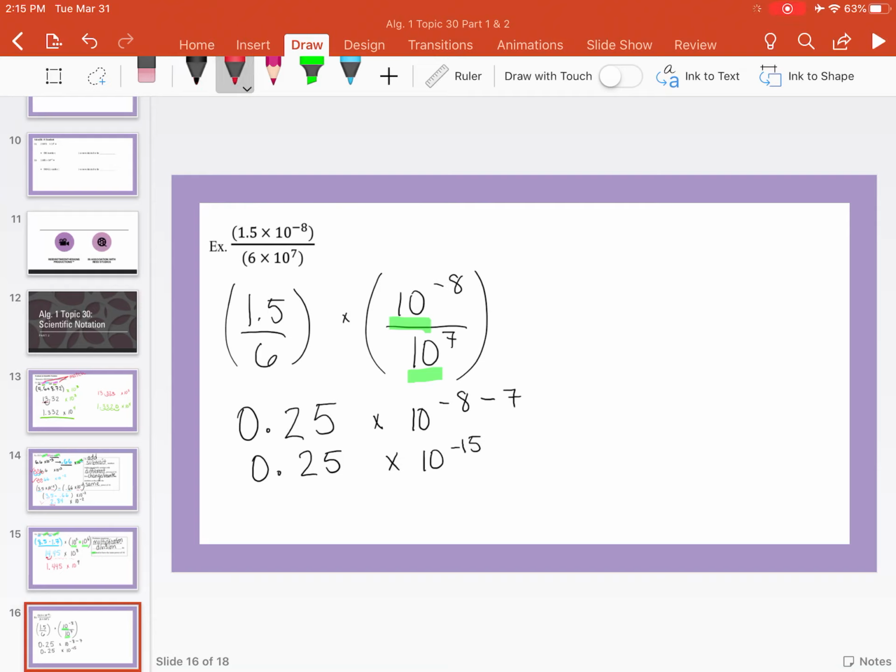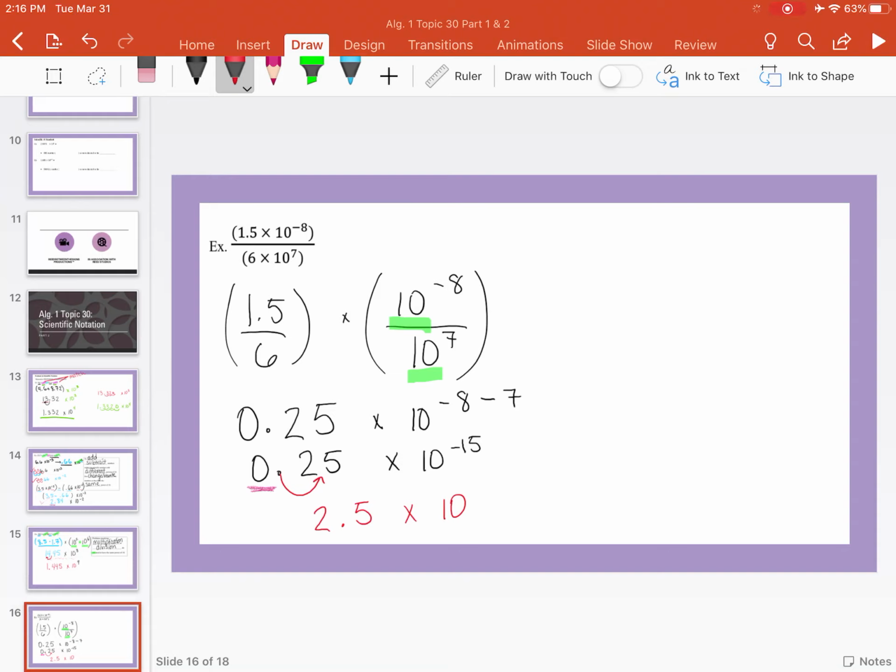Now here, I want to look at my answer. Am I done? Is it in scientific notation? Notice how I have a number in front of the decimal place, but it's 0. It's not a number that is 1 or greater but less than 10. 0 is not included in that range. So I need to move my decimal place over 1. So my new number would be 2.5 times 10 to some power.